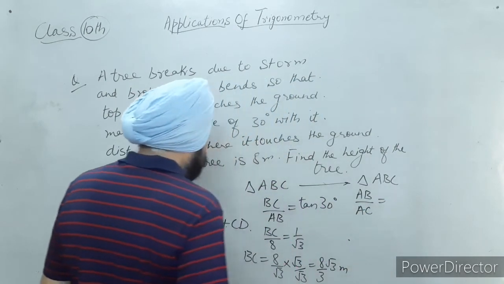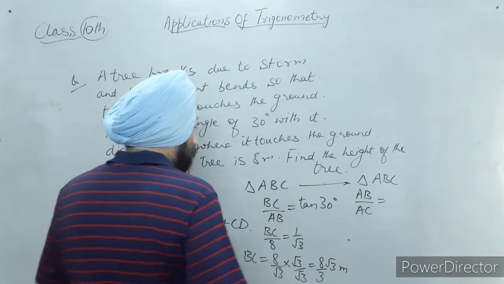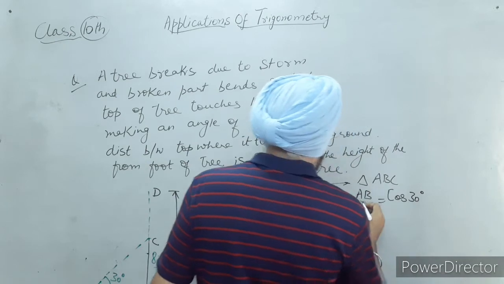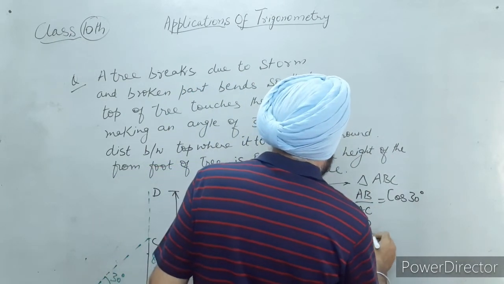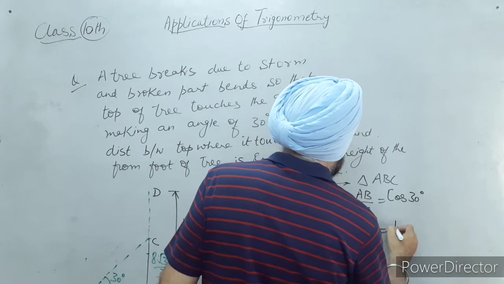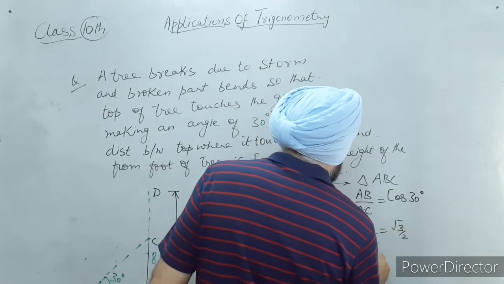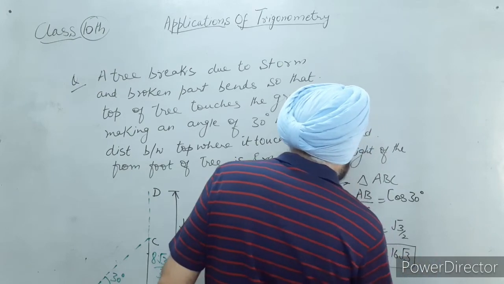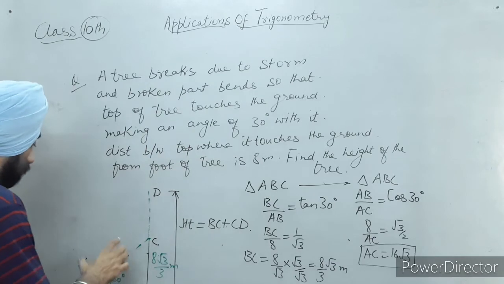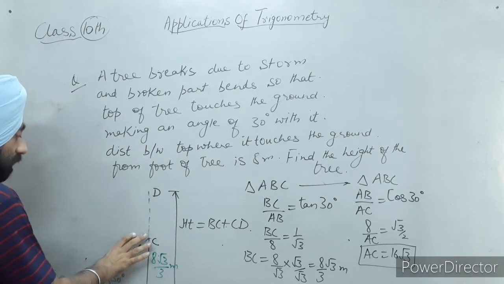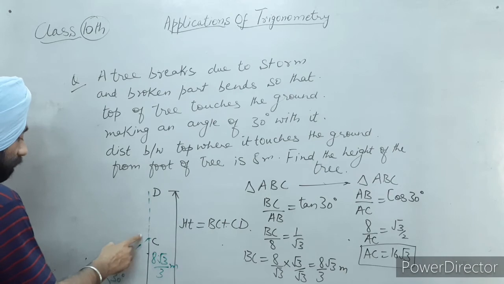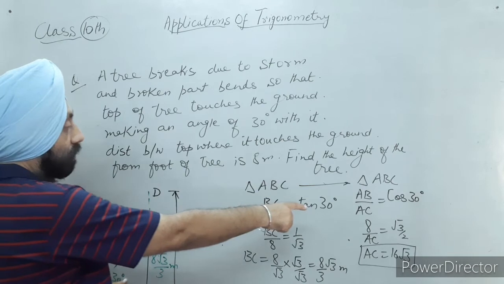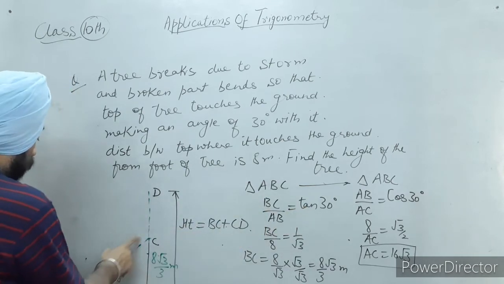This is equal to cos of 30 degrees. Cos 30 degrees. AB is 8 upon AC. Cos 30 is under root 3 by 2. So I get AC equals to 16 under root 3. Like this. What do I use? Base upon hypotenuse. It's cos. Base upon AC is cos 30 degrees. Right? So cos 30 is under root 3 by 2. So I get AC from there.